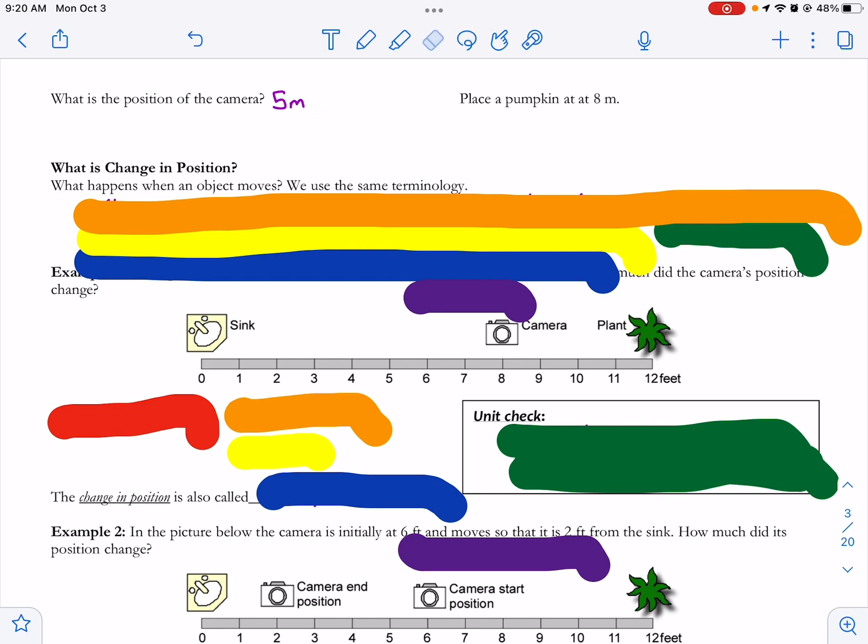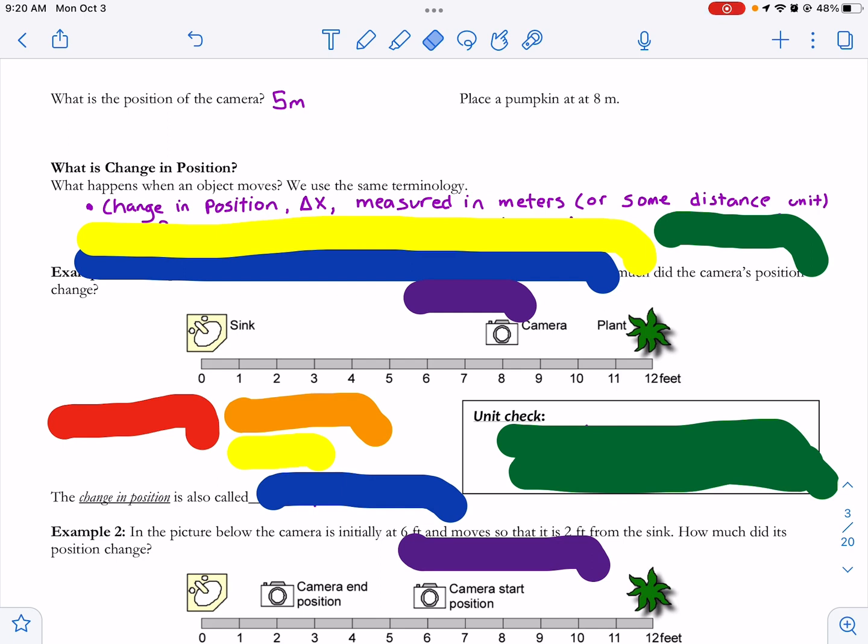So, whoops, that's not the eraser. There we go. So change in position, we use this symbol. It's a triangle and an X. The triangle is actually the Greek letter delta. And we measure it in meters, just like we measured the position in meters or some other distance unit.